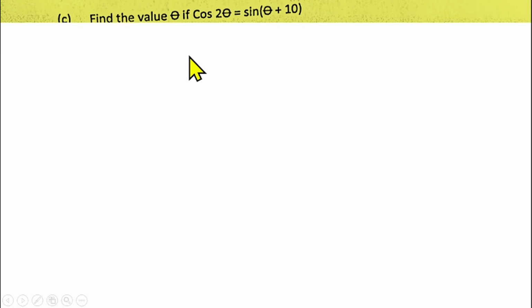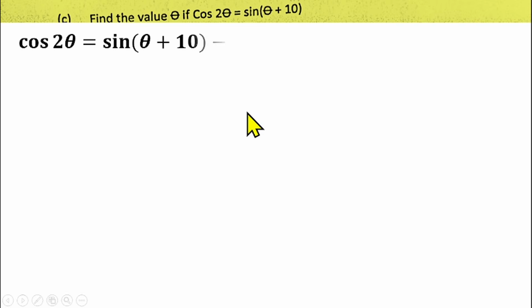So for question number 6c, the question is from trigonometric ratio, in this case, trigonometric ratio of complementary angles. We are given that cos 2 theta is equal to sin theta plus 10. In this case, you have to find the value of theta. You can label this equation 1. Then you need to remember the complementary angle that goes with the equation given to you.